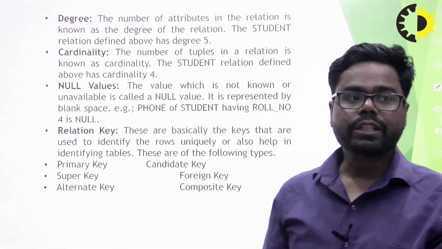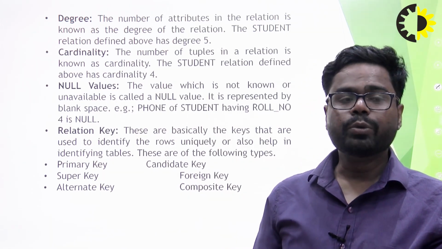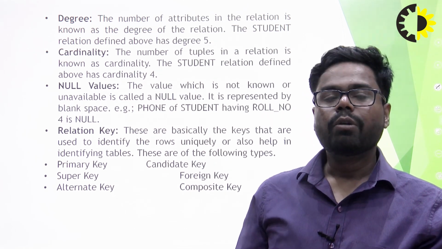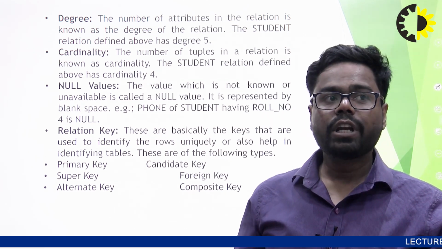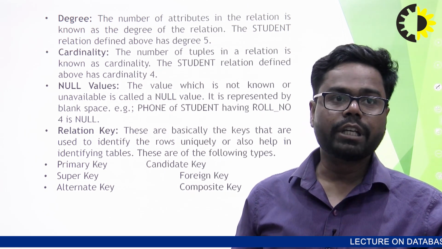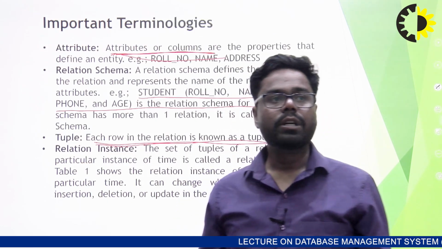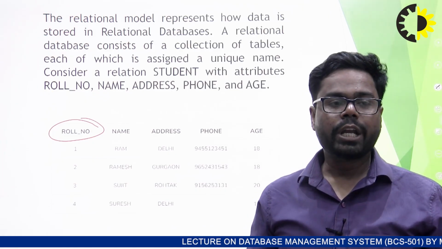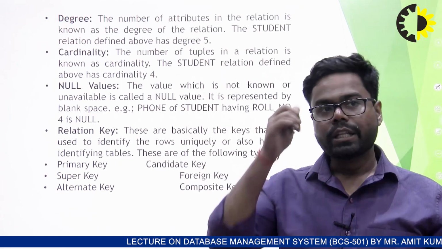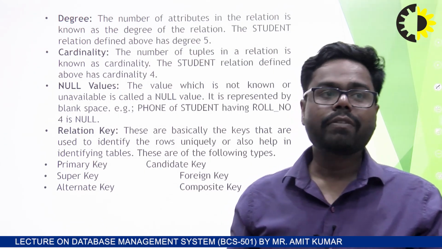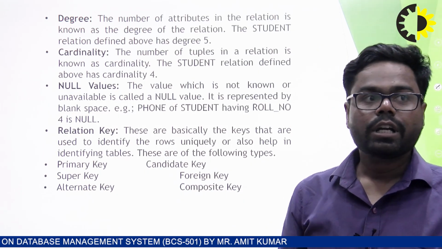Next, degree. The number of attributes in the relation is known as the degree of a relation. The student relation defined above has degree 5 because there are 5 attributes: roll number, name, address, phone and age. These 5 attributes are the degree of that relation. Cardinality.